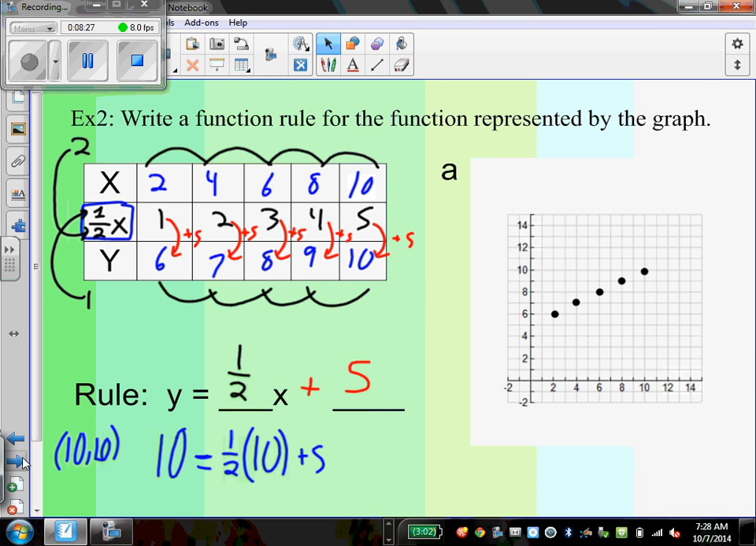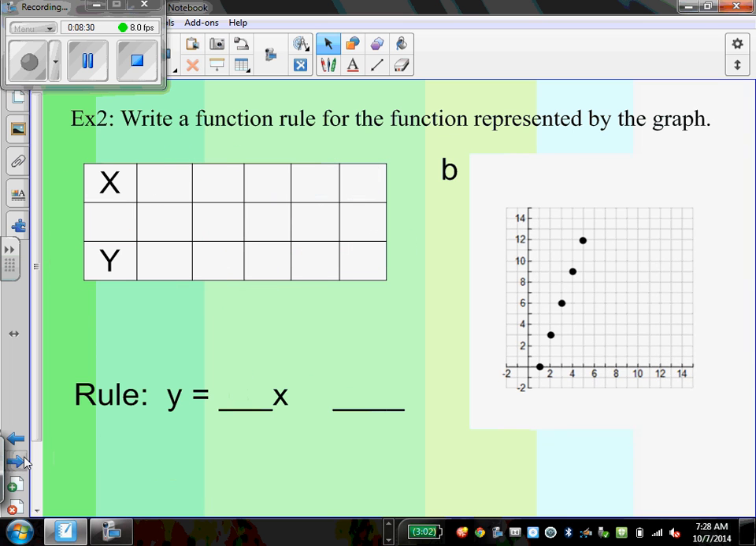All right, 2 more examples. We're getting good at this by now, I bet. I hope it's starting to make a lot of sense.